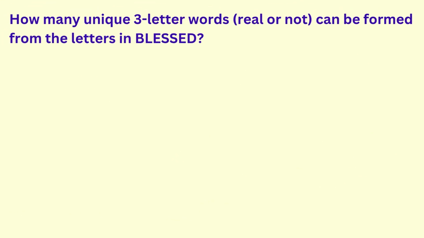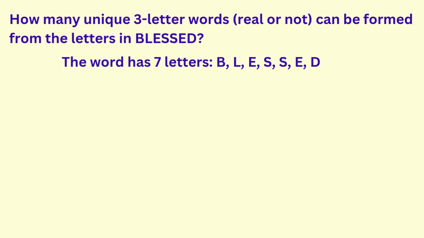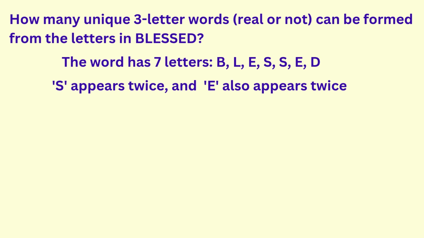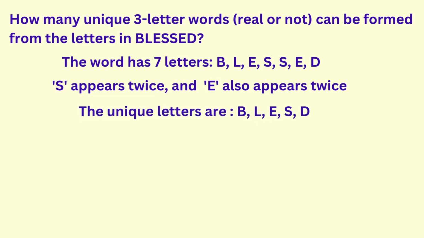How many unique 3-letter words, real or not, can be formed from the letters in the word blessed? First, let's look at the letters in blessed. The word has 7 letters, B, L, E, S, S, E, D. But we have some repeated letters here. The letter S appears twice, and the letter E also appears twice. So here are the unique letters, B, L, E, S, D. But we have to account for repetition when calculating the number of unique 3-letter arrangements.